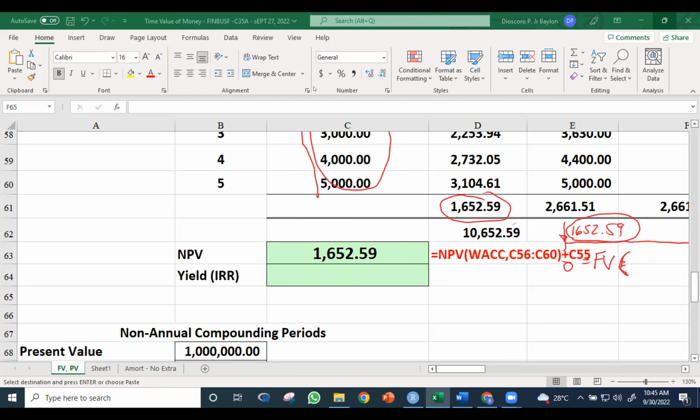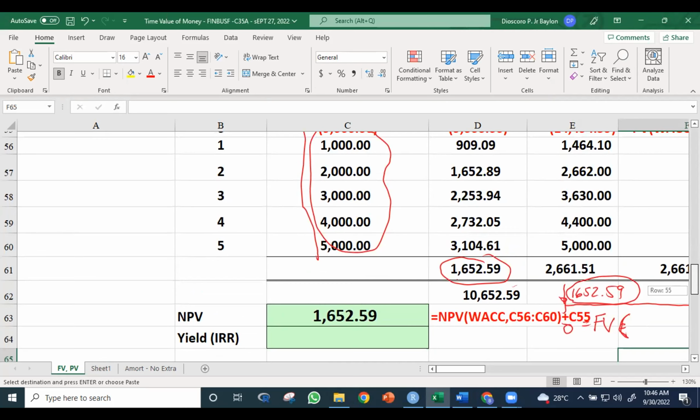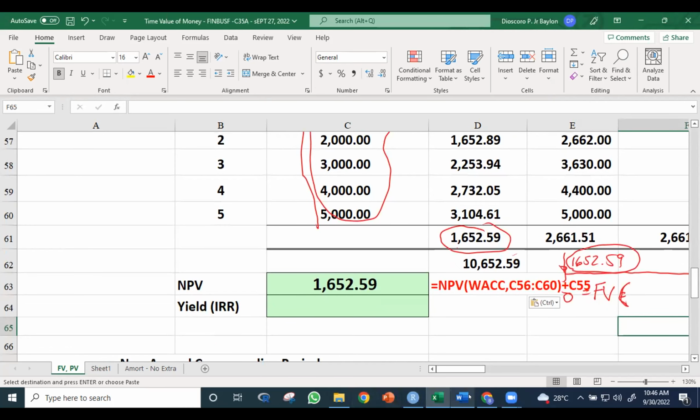Yeah, but we're looking for the NPV. The NPV is not 10652.59. The NPV is 1652.59 because you have to net it. That's why the name is N, net. You have to include all cash flows. Okay? Fiona, did that? Yes, sir. Thank you. Okay.